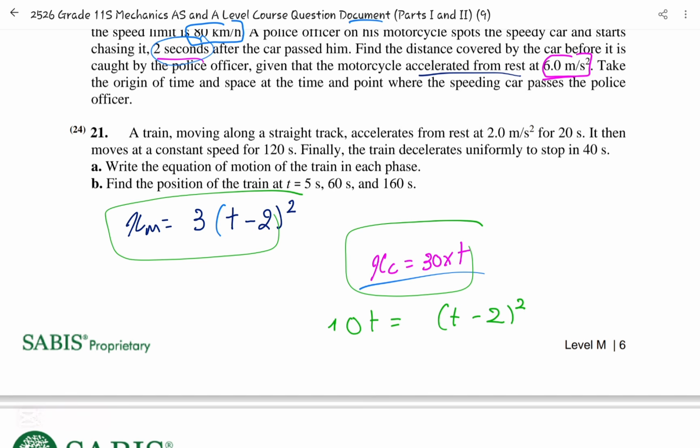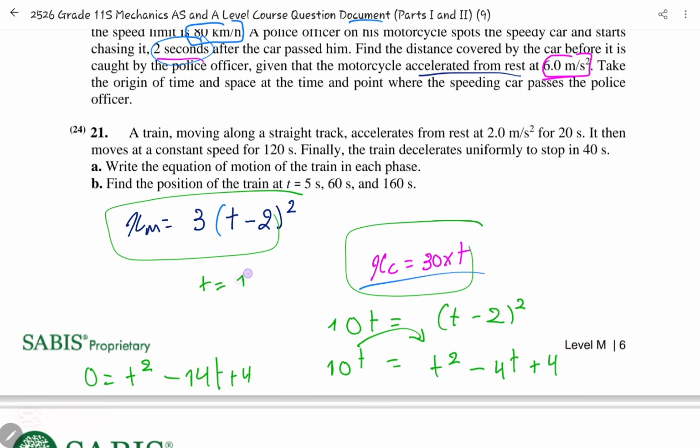Let us expand it. We will get 10t is equal to t squared minus 2 times 2, that's 4 times t, 4t plus 4. Okay? So then you'll move this to the other side. You will get 0 is equal to t squared minus 14t plus 4. Put it on your calculator as mode 5-3. So mode 5-3, we have 1, minus 14 and 4. So I get two possible answers. The first possible answer is 13.7 seconds, and the second possible answer is 0.29 seconds.